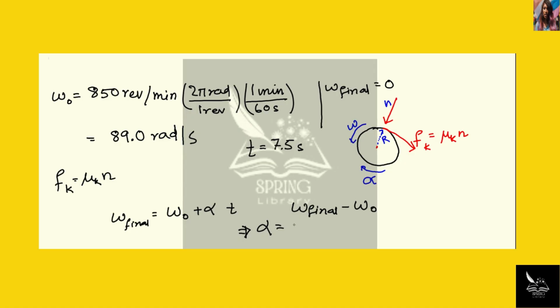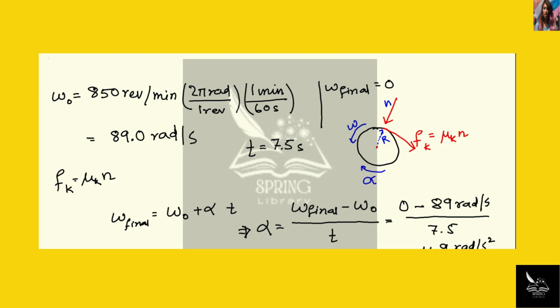So from here we see that alpha is omega final minus omega initial, which is omega 0, over t, where this is 0, so we have 0 minus 89 radians per second, and we divide that by 7.5, which gives us negative 11.9 radians per second squared. As we see, there's a negative sign involved here, that means whatever the direction of omega is, the direction of alpha, or the angular acceleration, will be the opposite. So that's why we put a negative, opposite direction for alpha here.